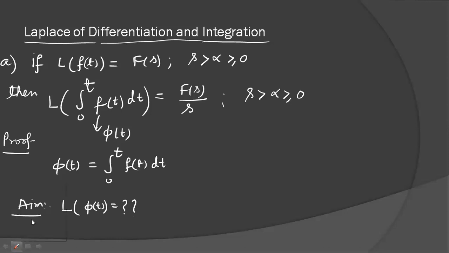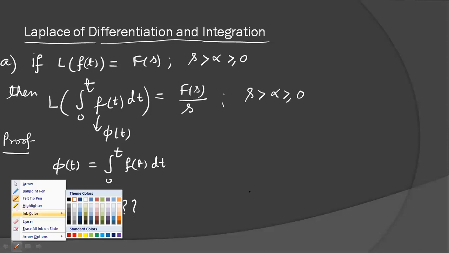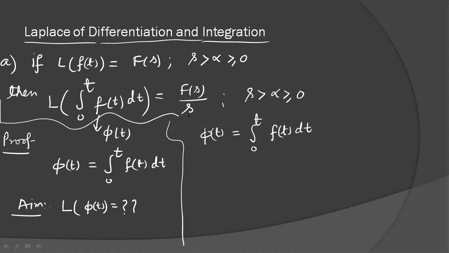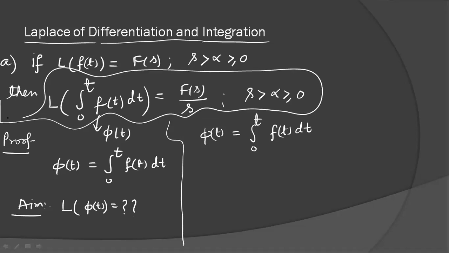Okay. So now our aim is to find the Laplace of phi(t). So phi(t) is the integral from 0 to t of f(t) dt. We will see both proofs together. Now I'm going to skip these two. I will see both the proofs together, differentiation and integration. So this is the result for the integration case. Now I'm going to see the differentiation result. Let's see the differentiation result.